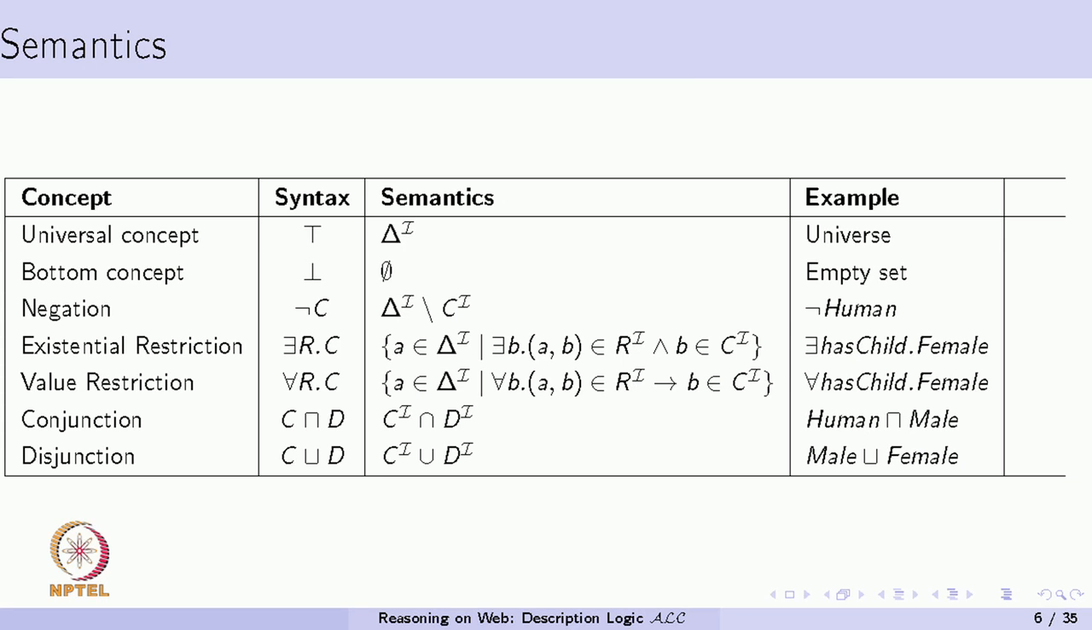And then conjunction and disjunction are basically intersection and union. So, you can say human and male, or you can say male or female essentially.